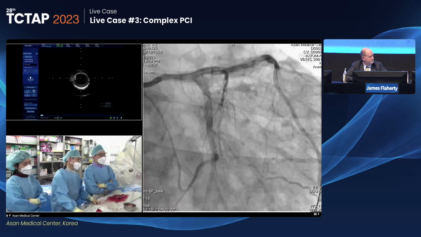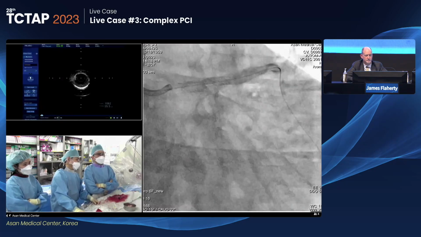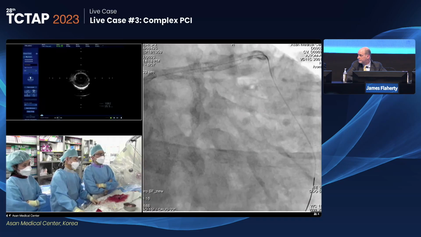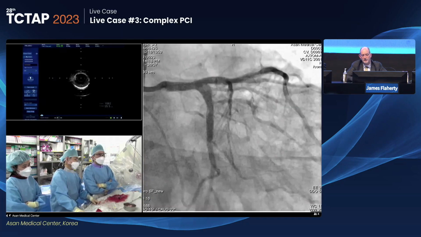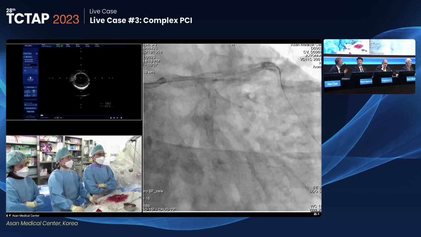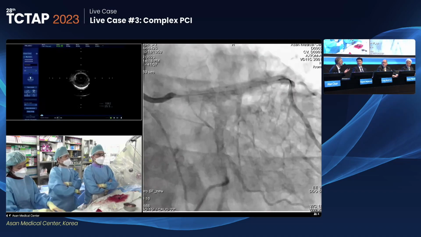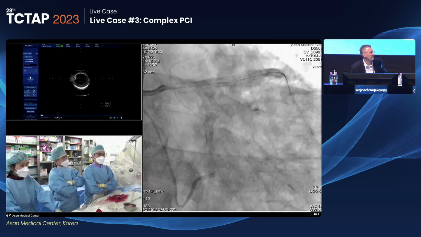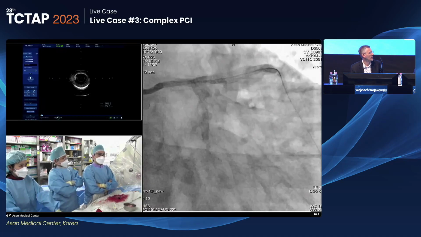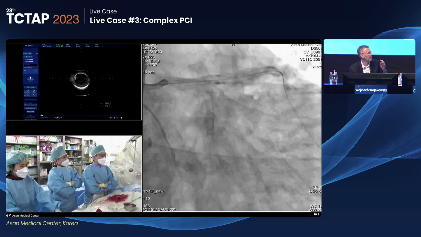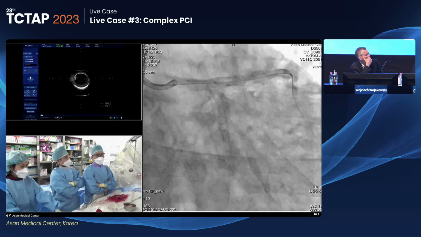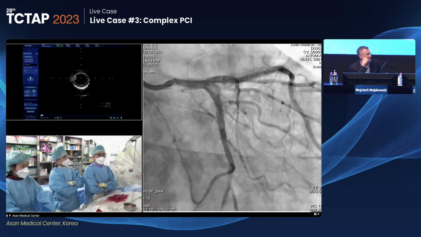Any comment? There is another option before this happened, of course, which is to use the OPN balloons, which go up to 35 atmospheres. We don't have those. If they are properly sized, they don't really risk much perforation. But, of course, that's not available in the U.S. right now. No, it is. It is, actually. We have it in our lab. I need to order some then.